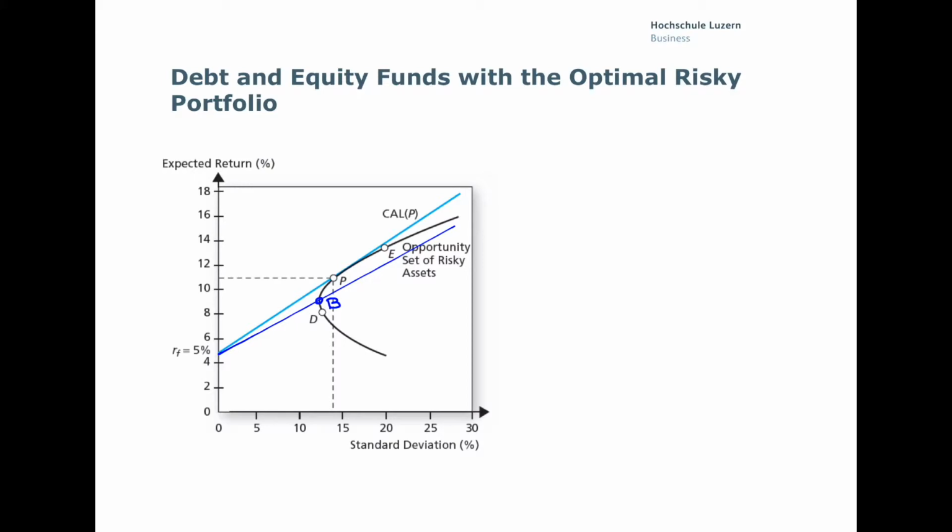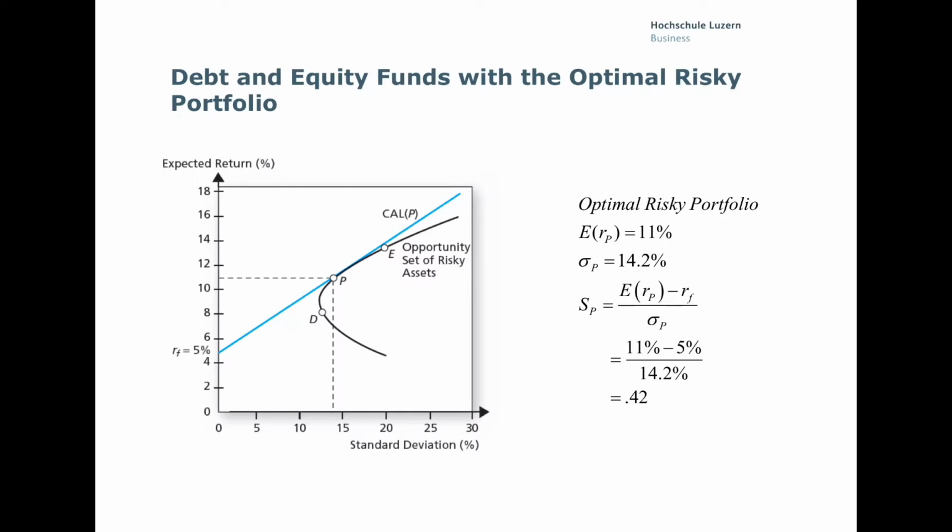Therefore, the tangency portfolio labeled P is the optimal portfolio to mix with T-bills. We can read the expected return and standard deviation of portfolio P from the graph, with an expected return of 11% and a standard deviation of 14.2%. To calculate the Sharpe ratio, we simply use the formula defined by the risk premium, which is about 6%, divided by the standard deviation, which is about 14.2%, resulting in a slope of 0.42.